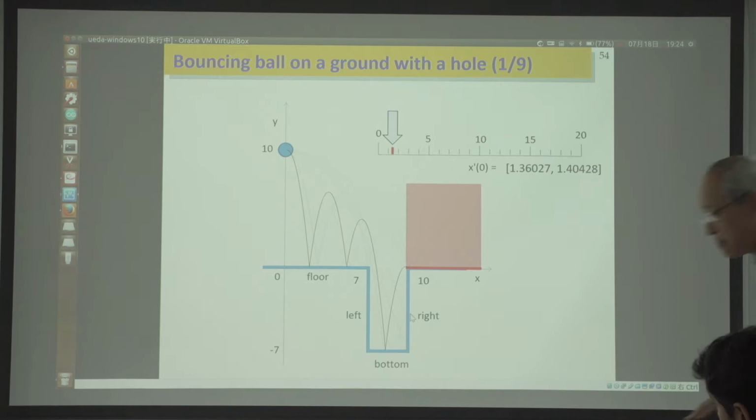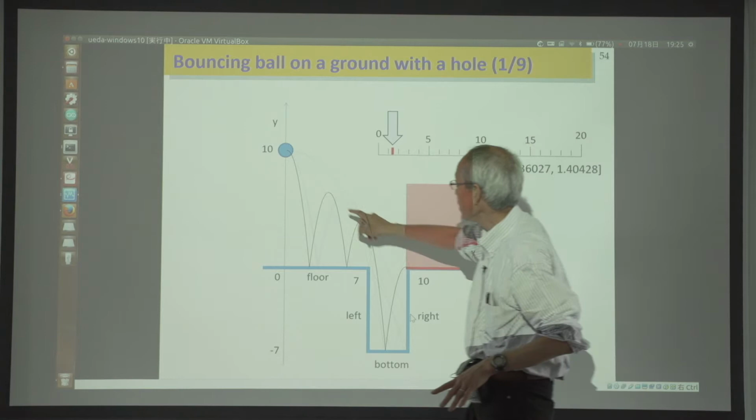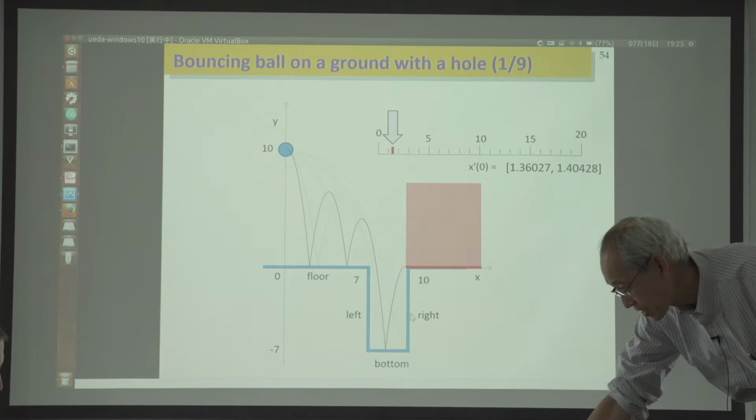So this is one of the successful cases. Actually, a bouncing ball with some hole is a bit complicated. But Hydra succeeded. They suppose that there is some bouncing ball, and this is the hole, and we change the value of the initial velocity. Okay, and then Hydra just succeeded in splitting many, many cases like this.